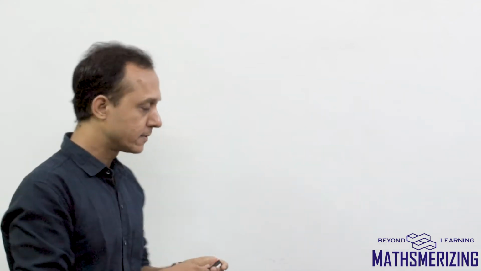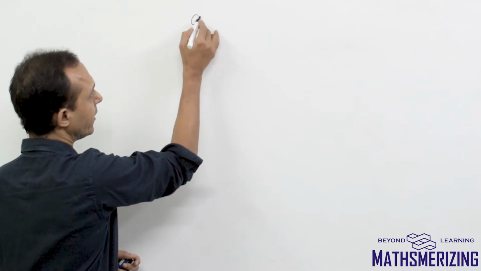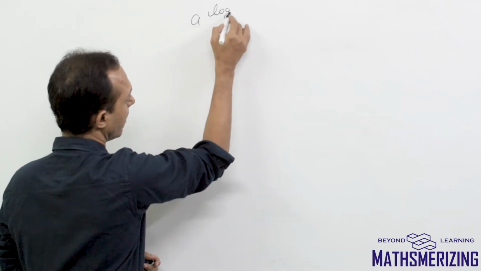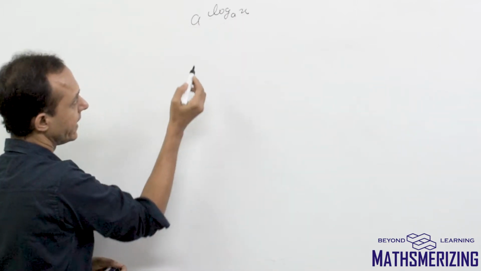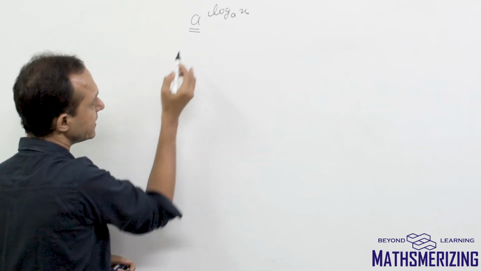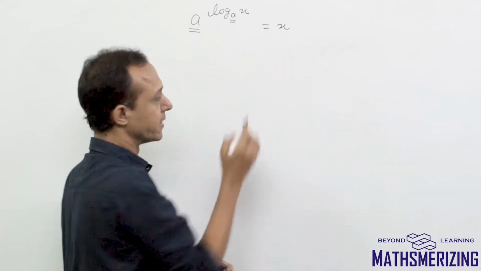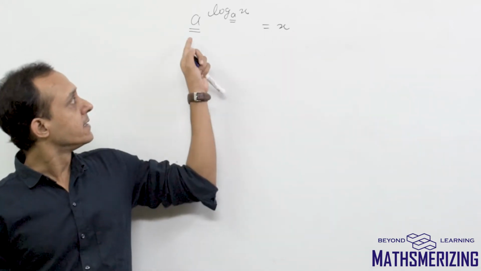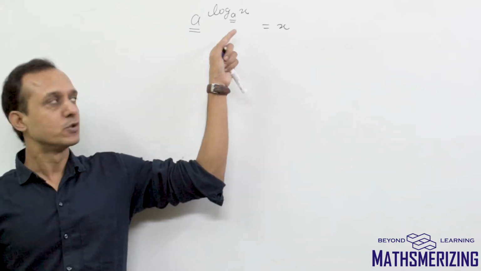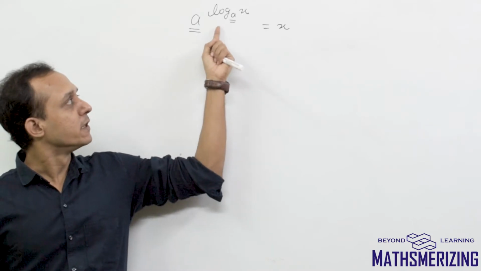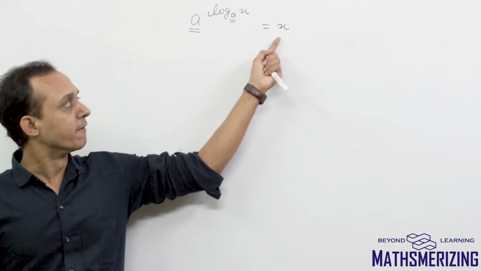Now there is another property which is very important in logarithms, and that is a to the power log x to the base a. When we have the same number here and the same number at the base, then this is simply x. Basically it's a cancellation of inverse functions. So the composition of an inverse function with the function is always an identity function, which is x.